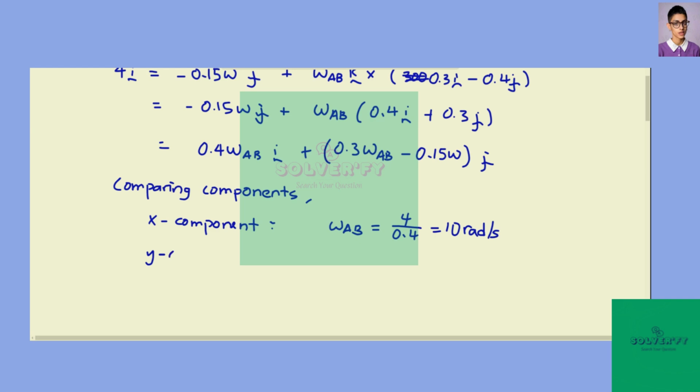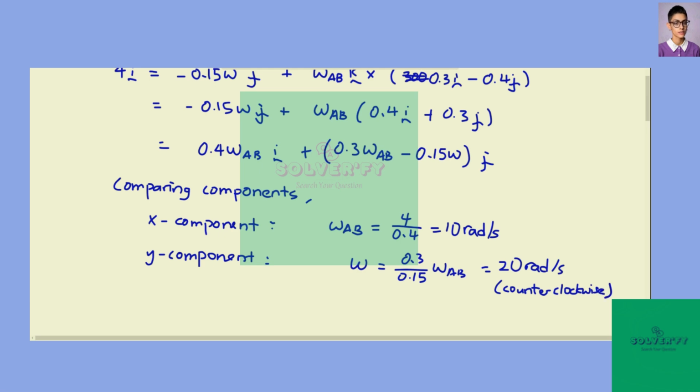From the y component, we have omega is equal to 0.3 divided by 0.15 times omega AB. So we have 20 radians per second, counterclockwise. Okay, so this is the angular velocity of the wheel.